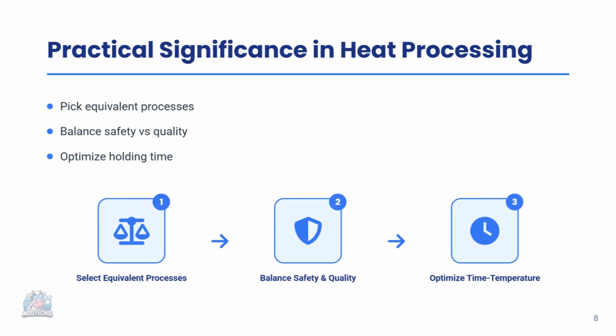The Z value has important practical significance in heat processing. It helps engineers decide equivalent thermal processes. It also helps balance product safety and product quality. By using the Z value, we can optimize time-temperature combinations to achieve microbial destruction while minimizing quality loss.